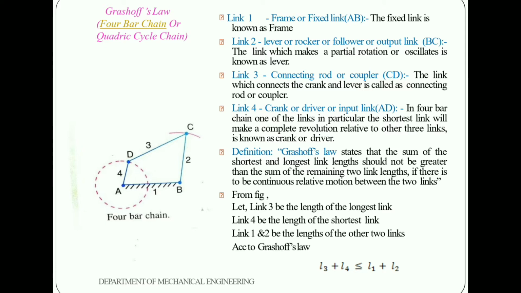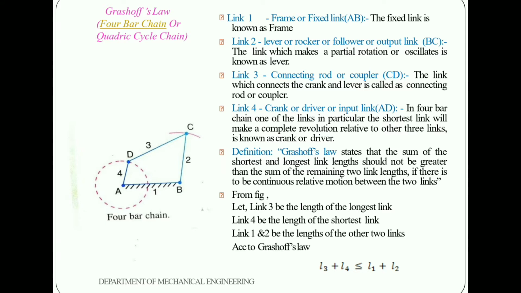It consists of 4 bars and 1 rotating element. Since the 4-bar chain looks like a cycle frame, it is also known as a quadric cycle chain. In the 4 links of a 4-bar chain, here we see the frame. The fixed link is called a frame. Here we see AB is a fixed link, so AB is called the frame.